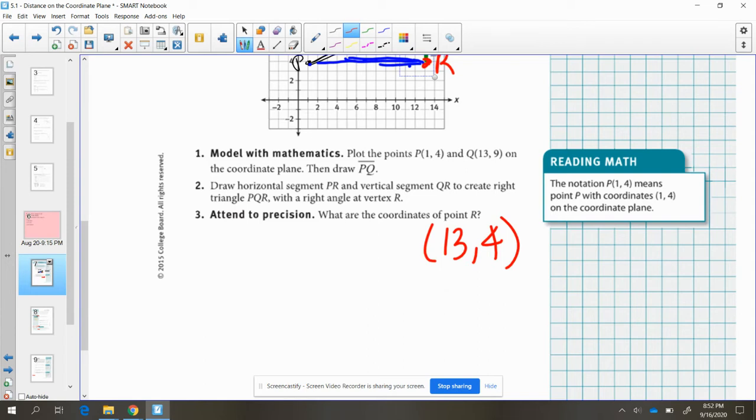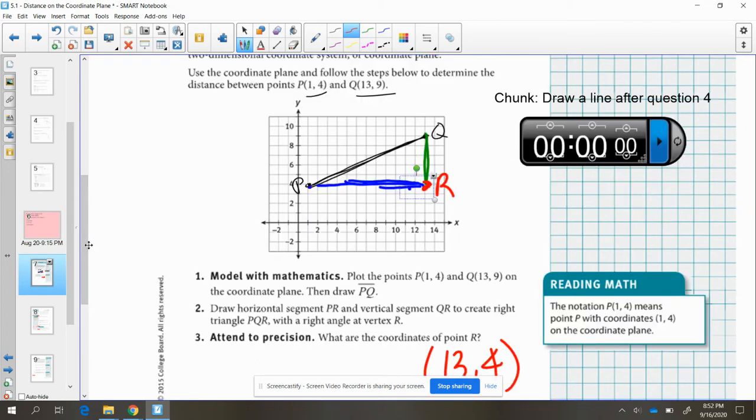And on the next page, if you flip the book to page 52, they want us to calculate these two lengths. Again, I think the easiest method here is just to count, to move from 1 all the way over to the right here at 13. That's a total of 12 units. And to move from R to Q, from 4 up to 9, that's a total of 5 units. So we have 12 units and 5 units. And again, all we did was count those horizontal and vertical legs.